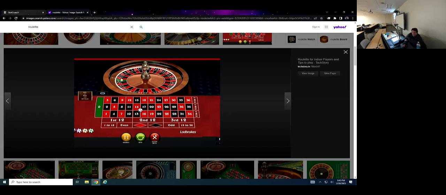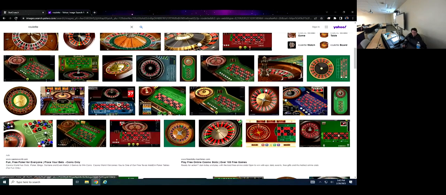Oh, this is a single zero table. Remember that each slot is numbered and colored. There are 36 slots normally, and then there's normally 2 green slots, a 0 and a double 0. So maybe I should find one that's got that.